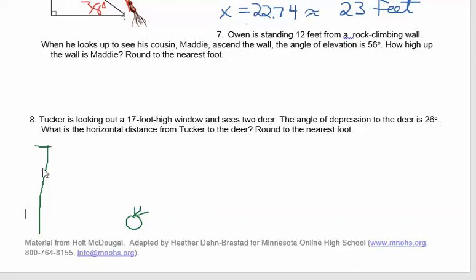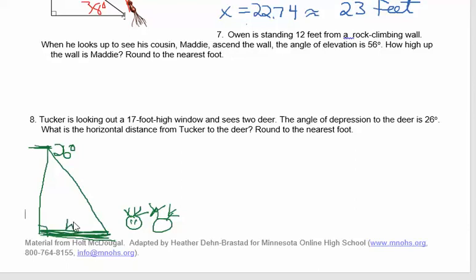Okay, so he's up here, and he sees the 2 deer. Should I put 2 deer in here? Those are their antlers. You obviously don't have to do that. The angle of depression to the deer is 26. So angle of depression is this part right here, 26. What is the horizontal distance from Tucker to the deer? So we're looking for this distance from here to here, not the hypotenuse.